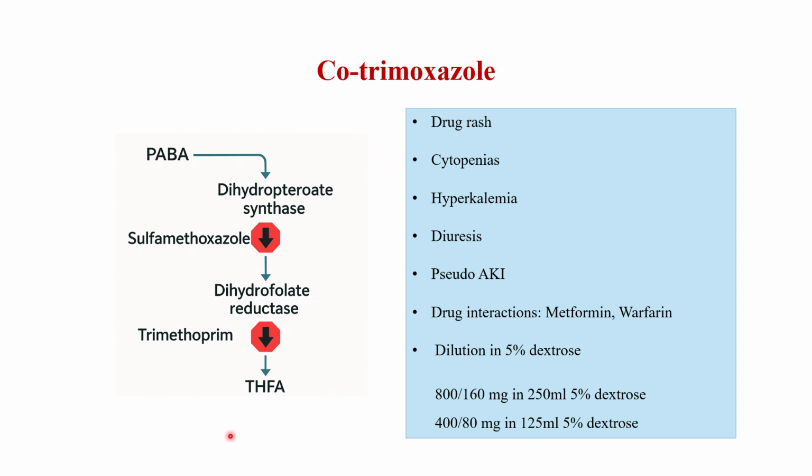One of the most important aspects we already discussed is protein binding of cotrimoxazole. Because it is a protein bound drug, if you are giving some other medication which also has a high protein binding, that can lead to drug interactions. For example, if the patient on cotrimoxazole is on warfarin, that can lead to increased free drug levels of warfarin and bleeding. Another interaction with metformin is very important.